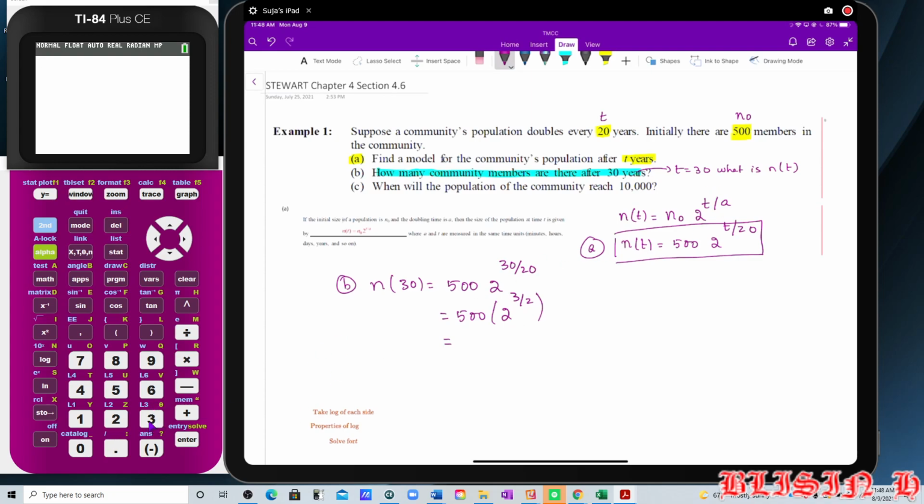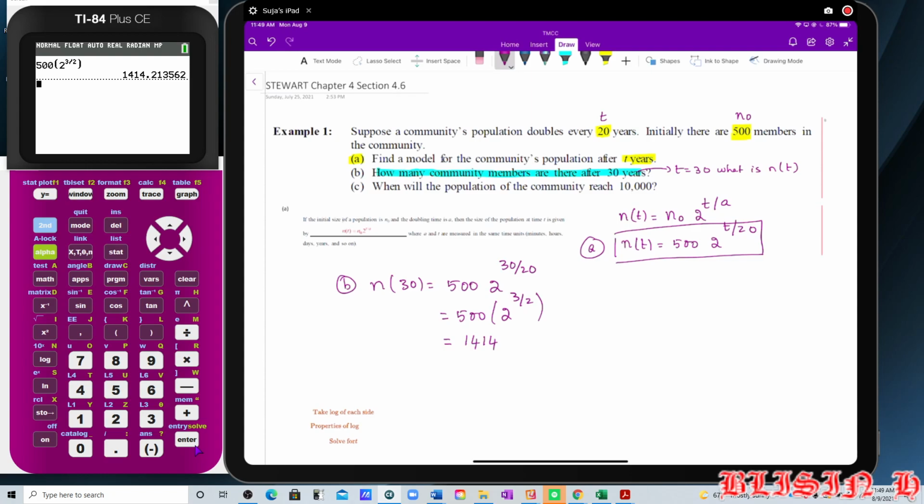So I can just plug it in as I see. 500 times 2 to the power of, I can put a fraction there, 3 divided by 2. Again, depending on your calculator, you may need to put parentheses around the 3 over 2 or write it as a decimal. Okay, so how many community members? I need to round it to the whole number. So the correct answer would be 1414. 1,414 community members are there after 30 years.